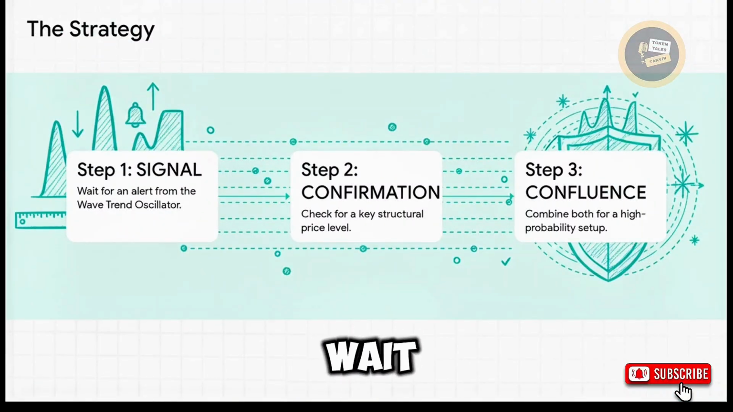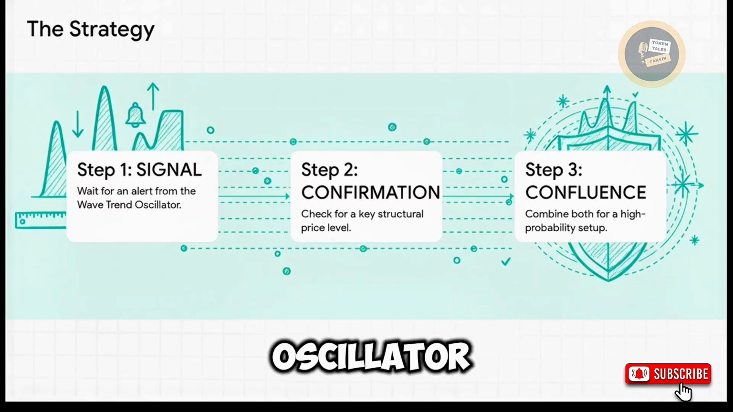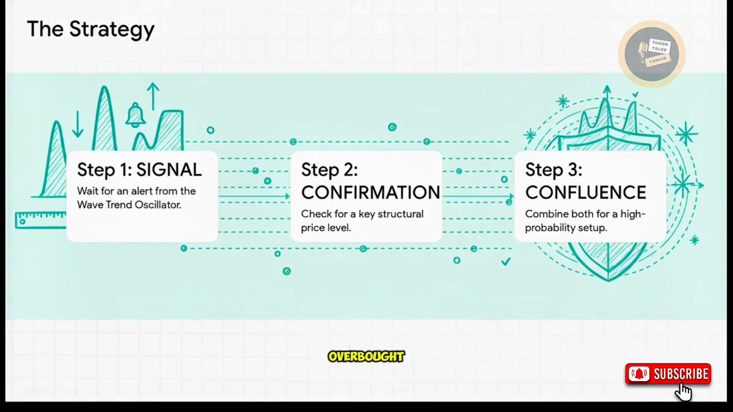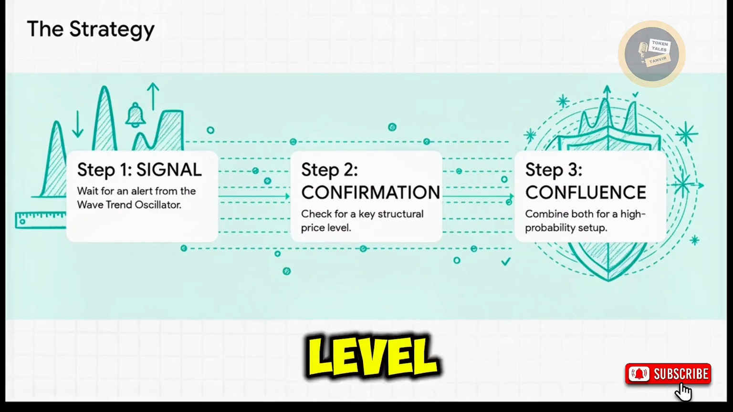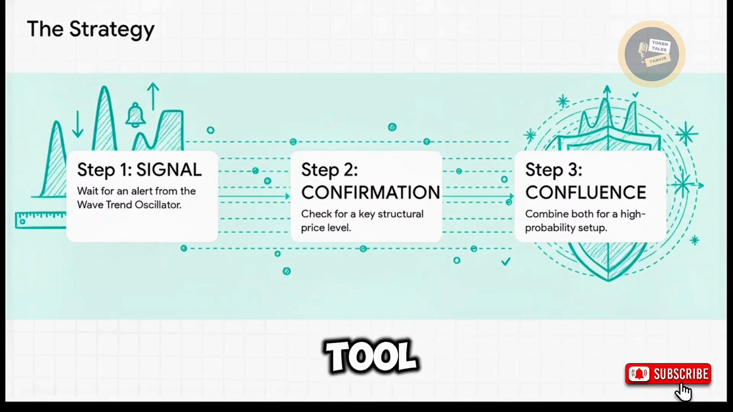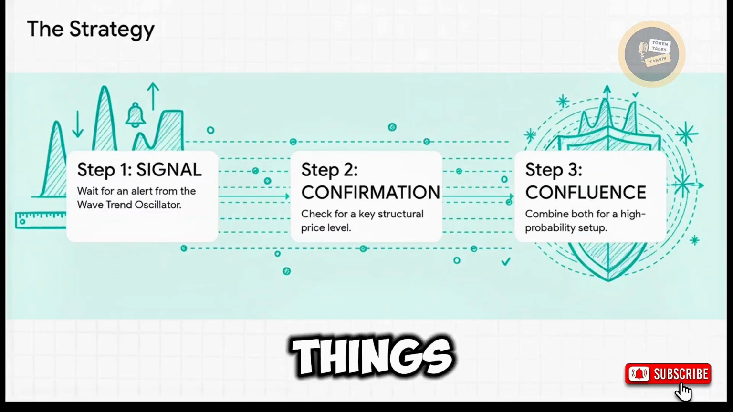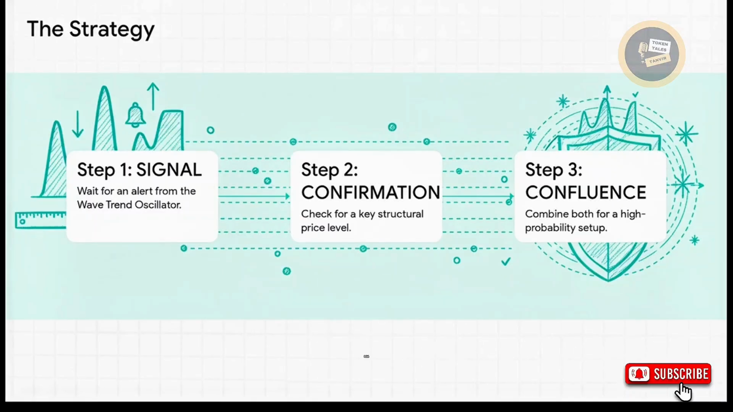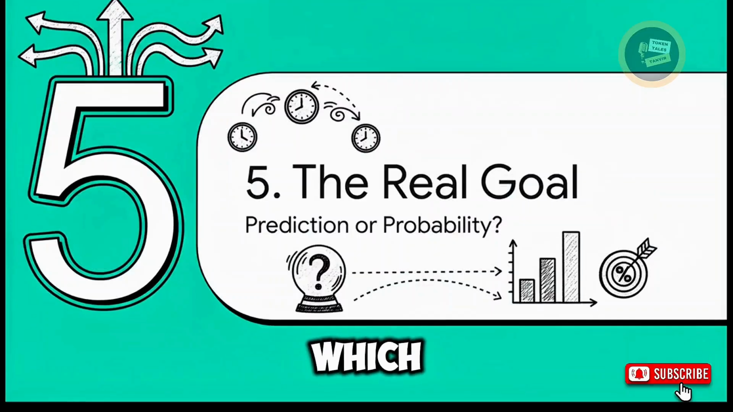First, you wait. You have to be patient and wait for the oscillator to give you that signal, that overbought or oversold alert. Second, you check if that signal is happening at a key price level from your confirmation tool. And third, when both of those things line up at the same time, bam, you get what traders call a confluence setup.